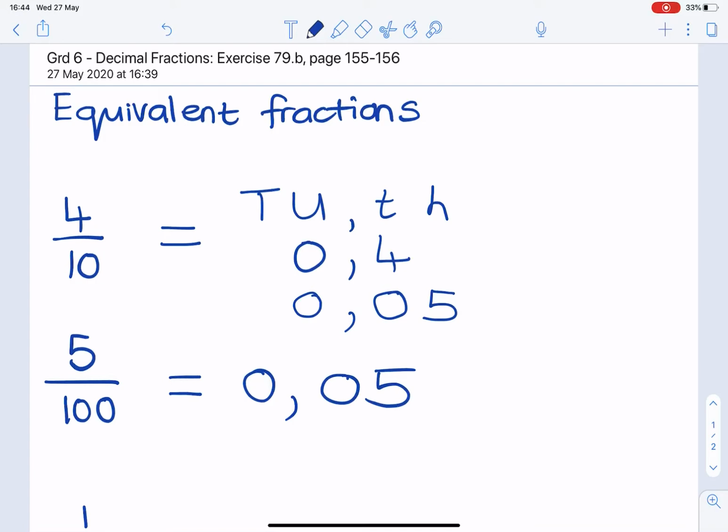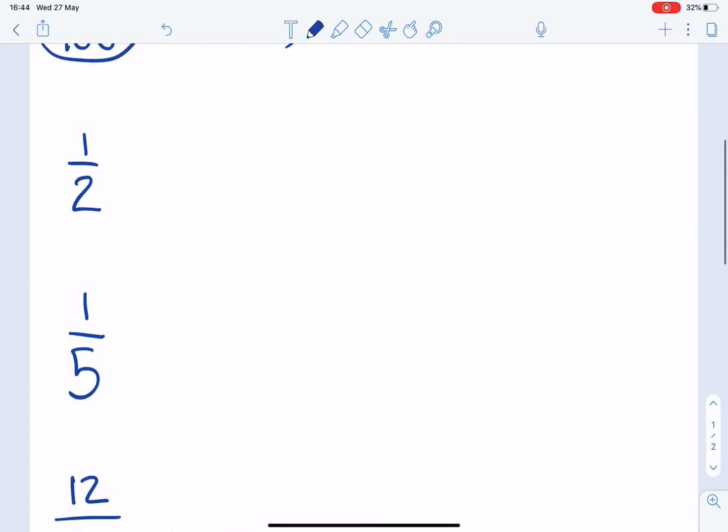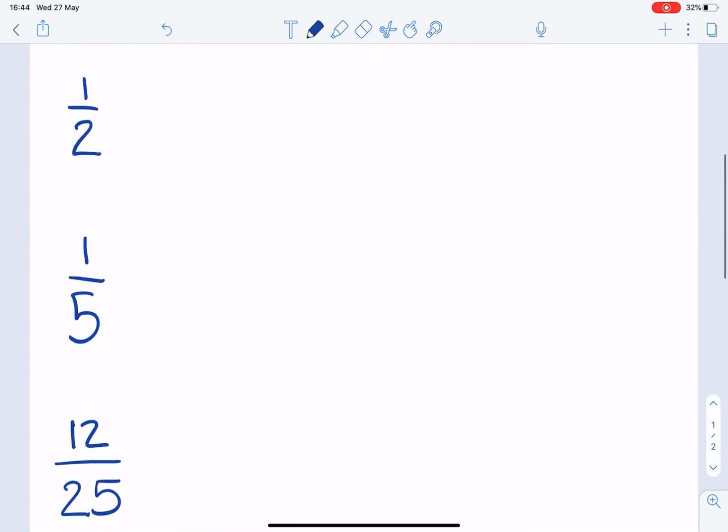So 5/100 is 0,05. These are easy because their denominators are the same as the columns. So what happens if we get fractions like this, and we are asked to write them as decimals? None of these fractions have got tenths, hundredths as their denominators. So what are we going to do?